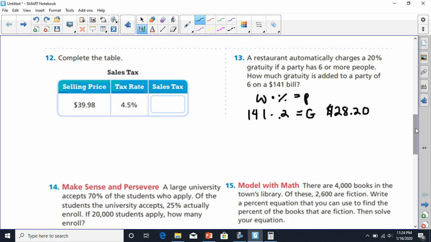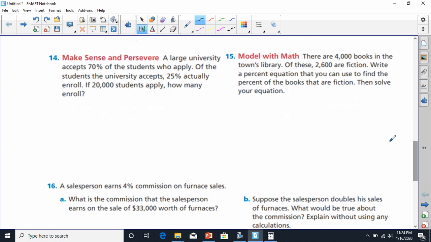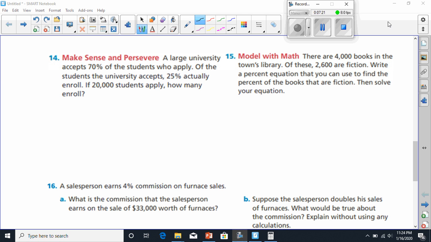Let's move on to number 15. It says model with math. There are 4,000 books in the town's library. Of these, 2,600 are fiction. Write a percent equation that you can use to find the percent of the books that are fiction. Then solve your equation.